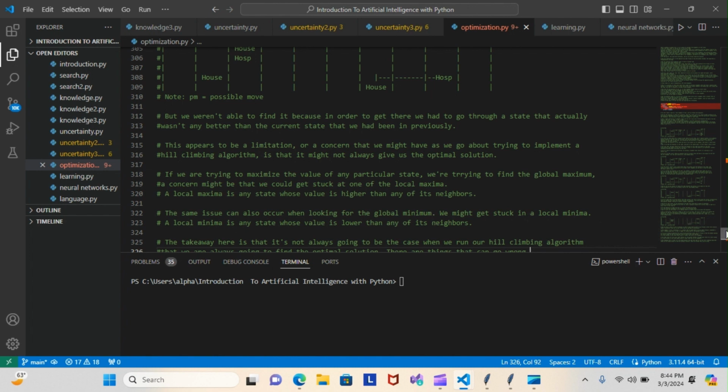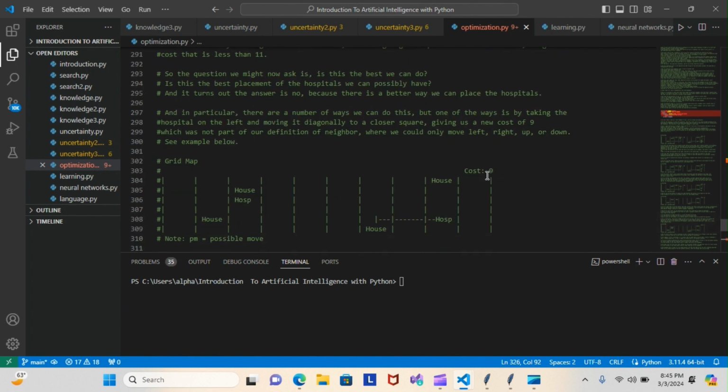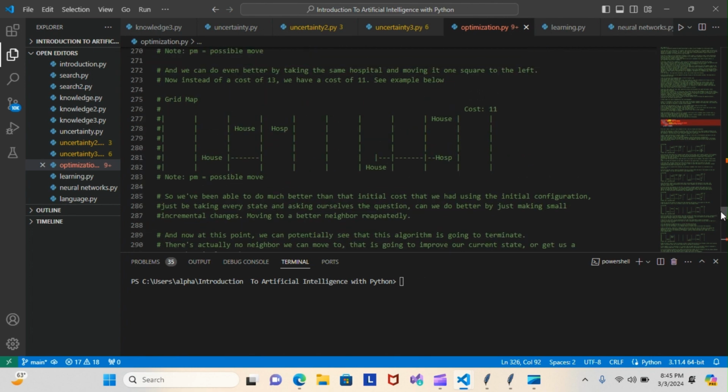So like I was saying, with this state here, 9 was actually our least cost model that we could use. But again, since it wasn't defined inside of our definition of neighbor, our algorithm wasn't able to see it to make it. So if we stuck to our rules, 11 would have been the least cost move for us. And you can see the hospital here. We moved it from here to here using the diagonal, which wasn't defined.